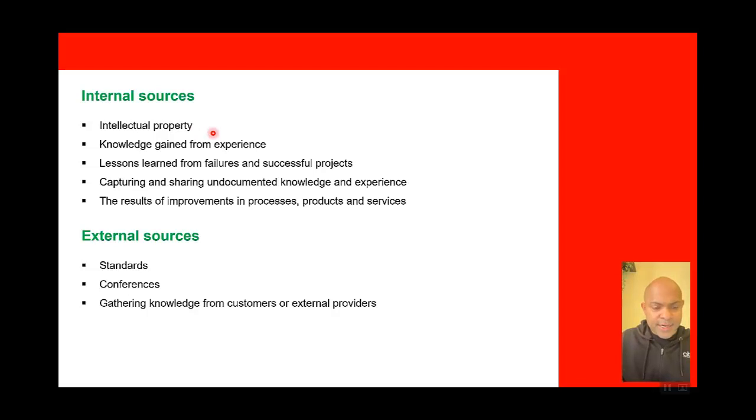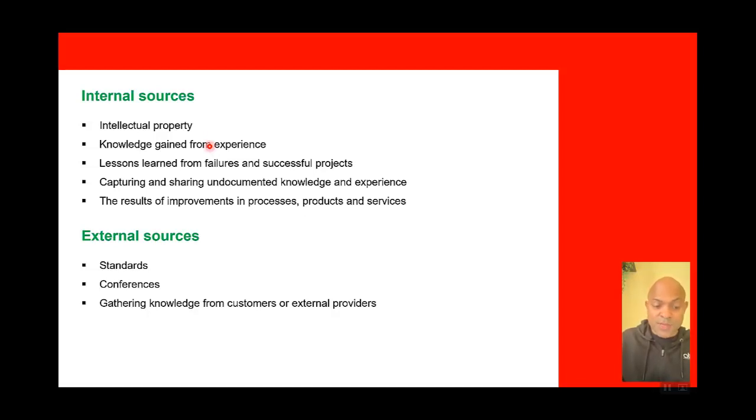What are the various internal sources? Number one, intellectual property. As you know, being an organization, you have a lot of intellectual property. As an example, you are a manufacturer of a hard drive. So you have the technical specs of the hard drive. You have the material composition of the hard drive. So this is the intellectual property. You have people with the knowledge. This is the intellectual property.